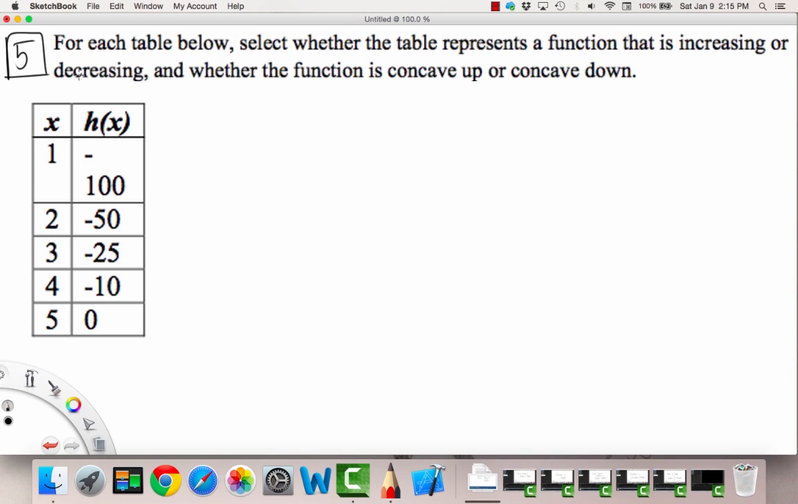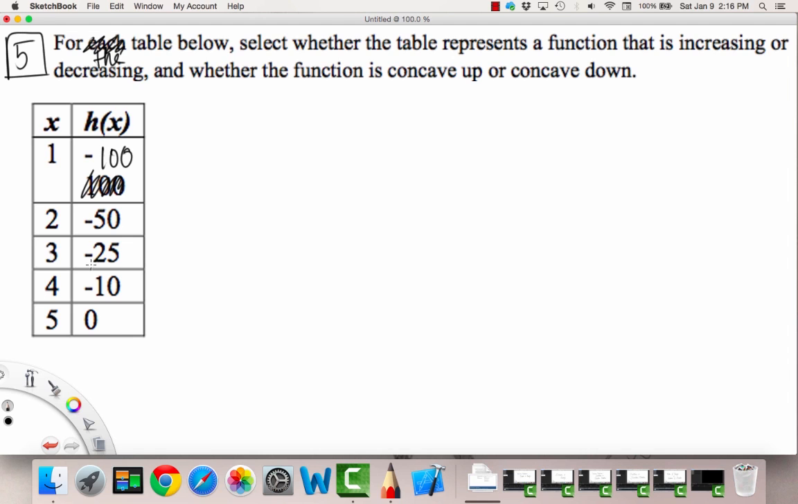All right, last question, number 5. For the table below, we only have one, select whether the table represents a function that is increasing or decreasing, and whether the function is concave up or concave down. Here this is actually supposed to be just negative 100. It got moved around weirdly. So when x equals 1, h of x is negative 100. When x is 2, h of x is negative 50, 3, negative 25, 4, negative 10, and 5, 0.